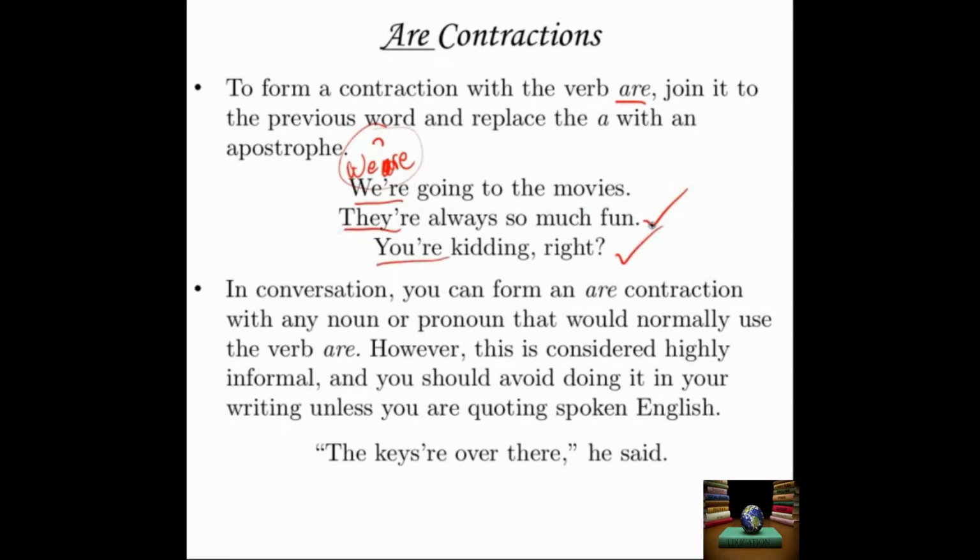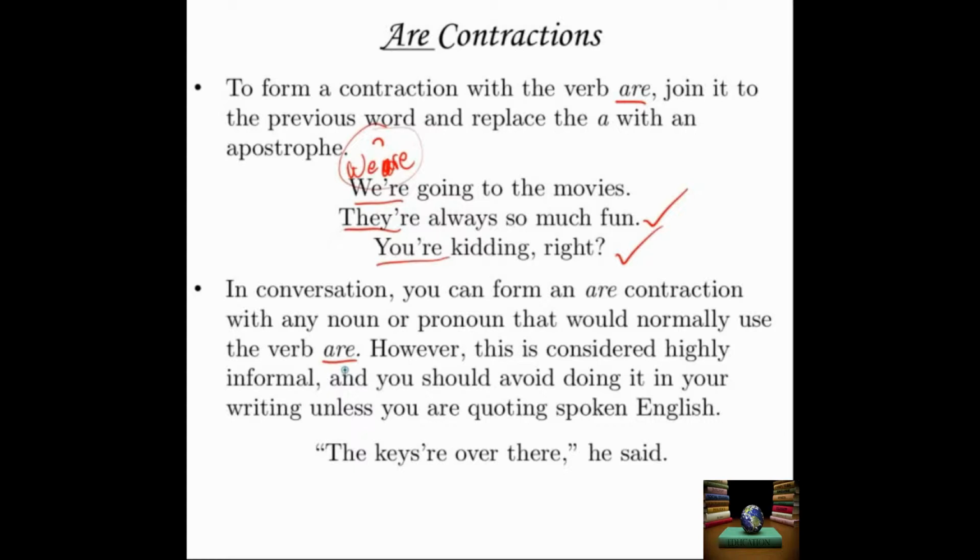Now, in conversation, you can form an are contraction with any noun or pronoun that would normally use the verb are. However, this is considered highly informal if you're doing it with something other than a pronoun, and you should avoid doing it in your writing unless you are quoting spoken English.